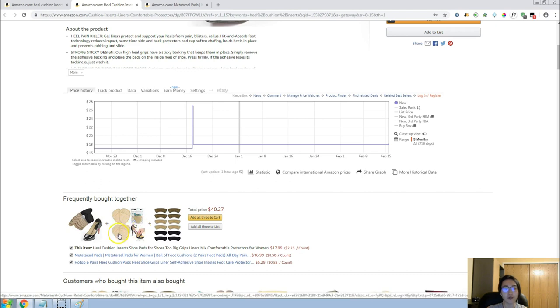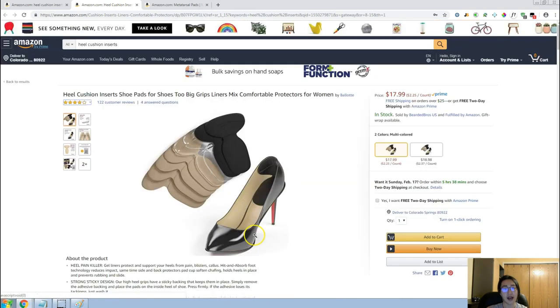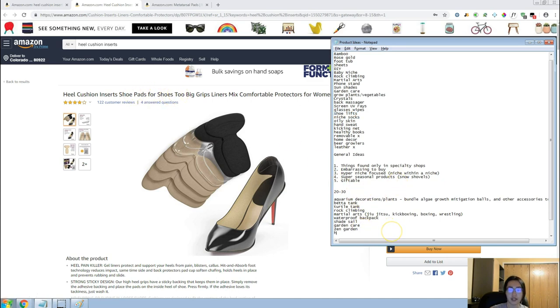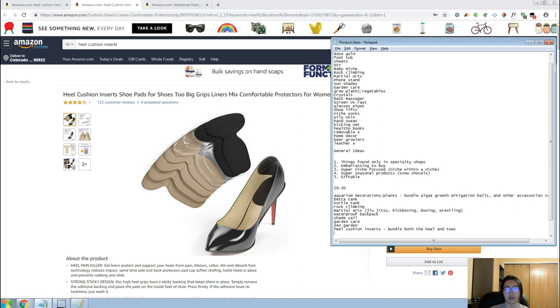And also, this one has a different color than this one. There's no way these two are gonna match. So you want to make sure these two match, because that's something important to them. That's why people are choosing for multiple colors. So you got the front and the back, and that, my friends, would do well. It's okay, so let's list this up. Heel cushion inserts bundle both the heel and toes.